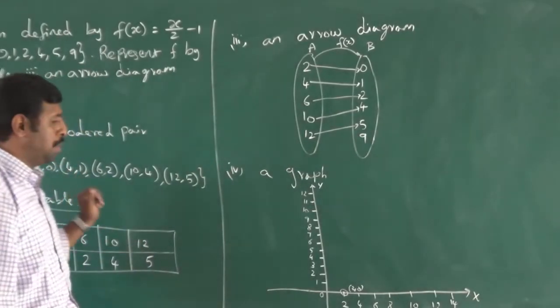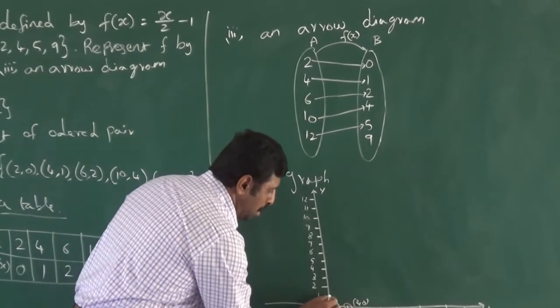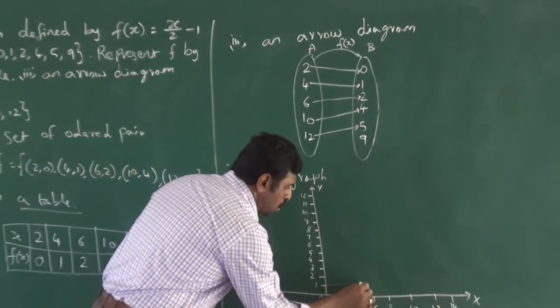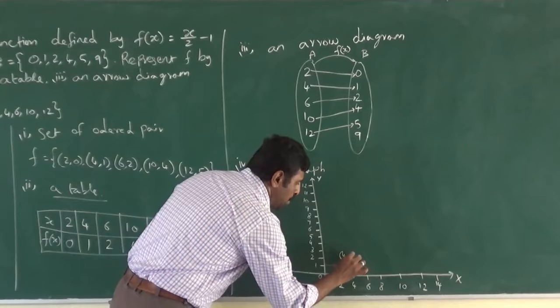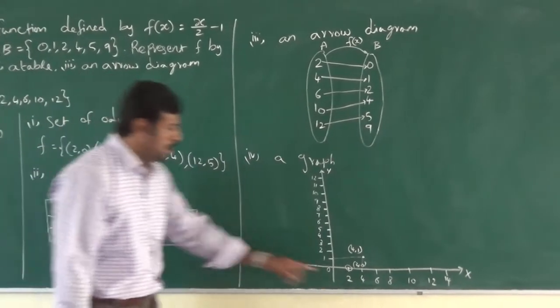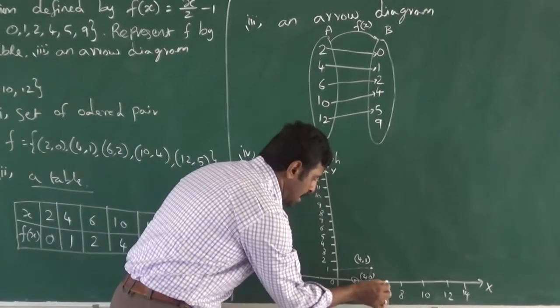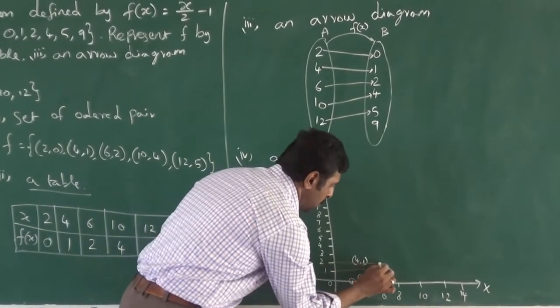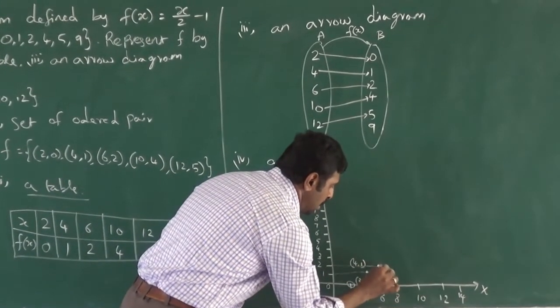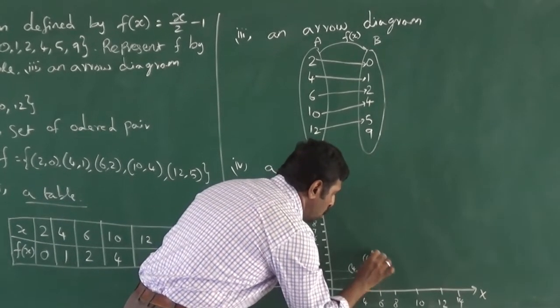Right? Next 4, 1. X-axis is 4, y-axis 1 means this is the point. So this is the point 4, 1. Next 6, 2. X-axis 6, y-axis 2. Here x-axis 6, y-axis 2 means the point lies here. This is the point 6, 2.